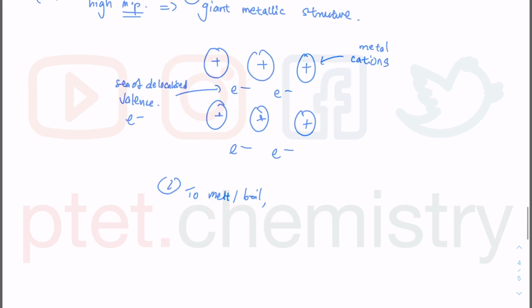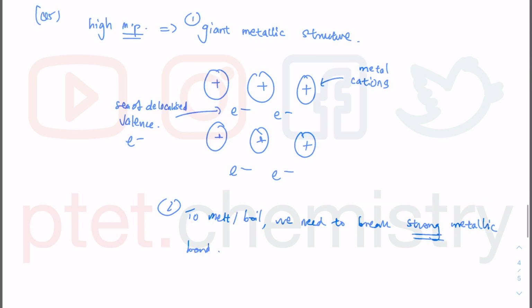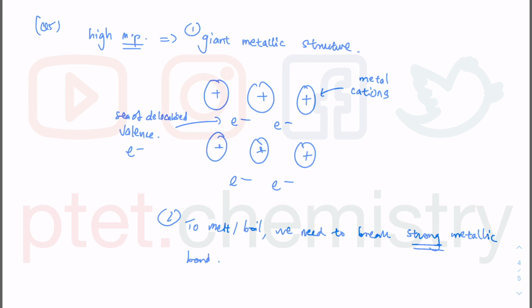So the structure is giant metallic structure, and to melt or to boil metal, we need to break strong metallic bond. So these are all part of the inorganic chemistry component of A-level chemistry, where you need to be prepared for the 4 different scenarios of the structure as stated in the states of matter topic of the specification by the Cambridge International.